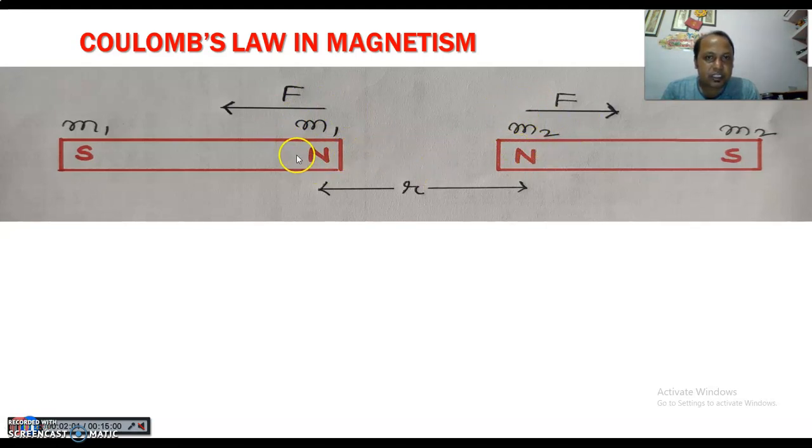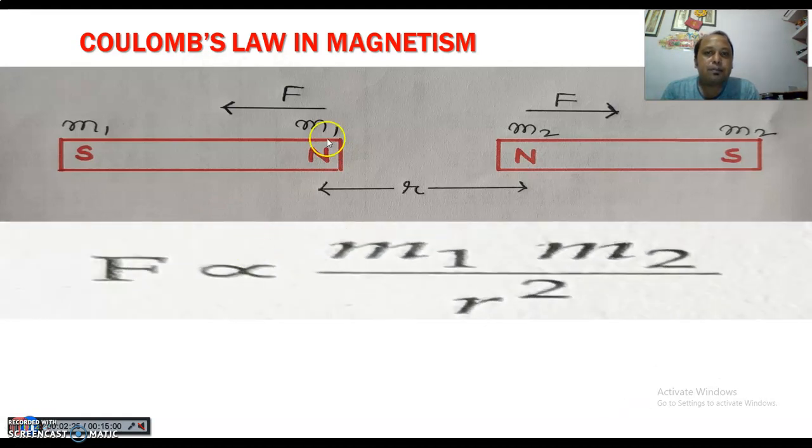Now, one magnetic pole has a pole strength M1 and another has a pole strength M2. And suppose we are considering the two magnets having their north pole facing each other. We all know, if they are like poles, then there will be repulsion. So the north poles, each one of them exert F force on the other and they repel each other. And according to Coulomb's law, this force is directly proportional to the product of the pole strengths and inversely proportional to the square of the distance between them, as we have considered for charges.